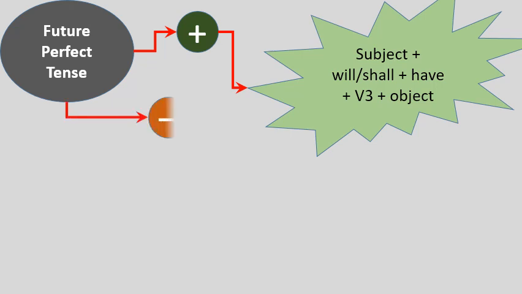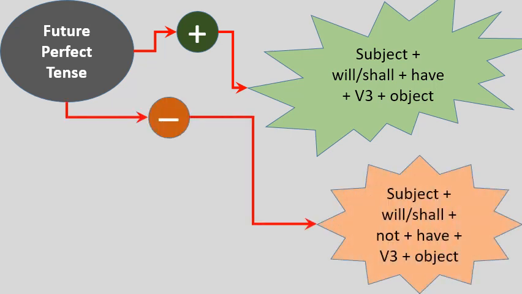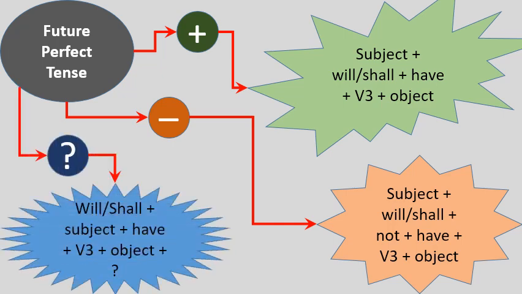In the negative sentence, the structure will be subject plus will or shall plus not plus have plus third form of the verb plus object. For example, he will not have done it by this evening. In the interrogative sentence, the structure will be will or shall plus subject plus have plus third form of the verb plus object. For example, will he have done it by this evening?